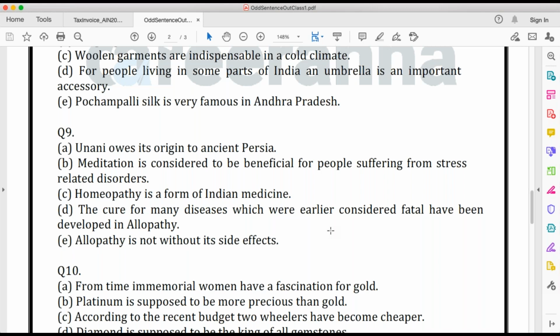Option number B is my odd sentence out. It talks about meditation, while all other sentences they talk about a form of a medicine or a medication in any form. Do you all get it? Agree with this? It's meditation versus medicine. Correct answer is option number B as the odd sentence out.